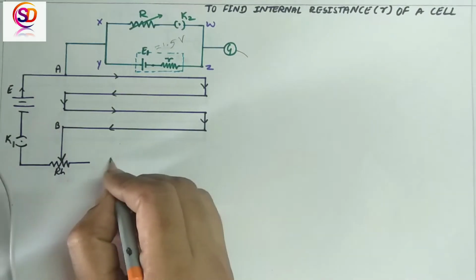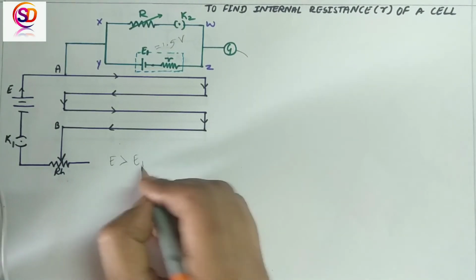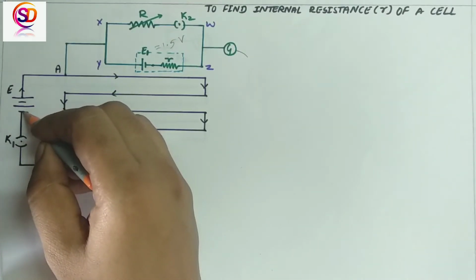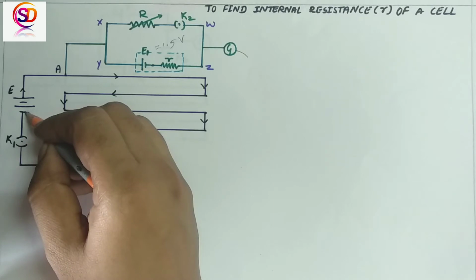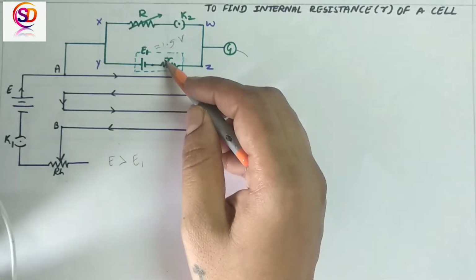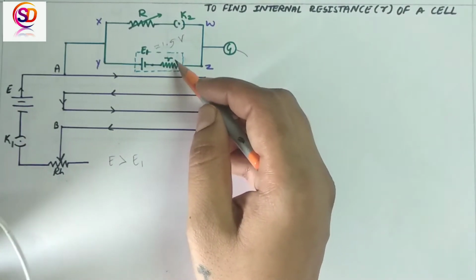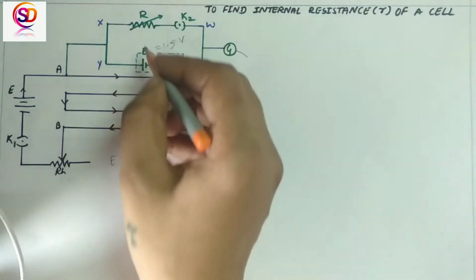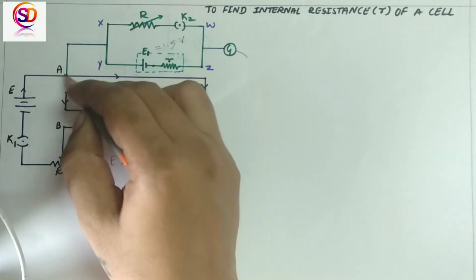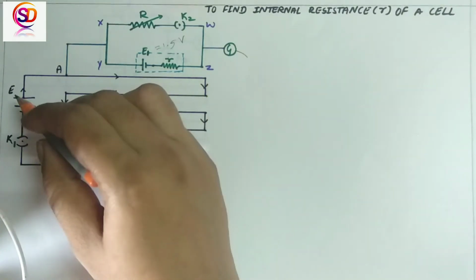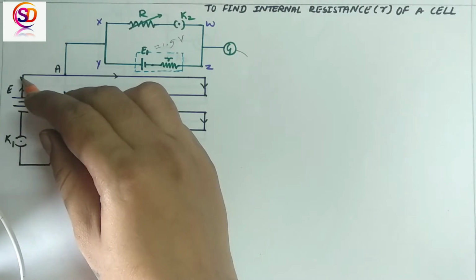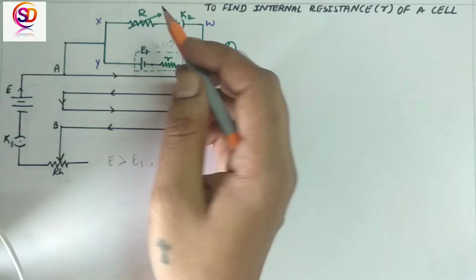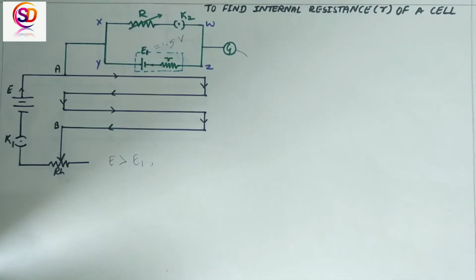So two things you have to remember while connecting the potentiometer to any external circuit. First of all, E should be greater than E1. The EMF of the driver battery, the auxiliary battery, must be greater than the EMF of this cell whose internal resistance we are going to find. And second, the positive terminal of the cell must be connected to that end of the potentiometer where the positive terminal of the driver or auxiliary cell is connected. Let us begin now with the experiment.